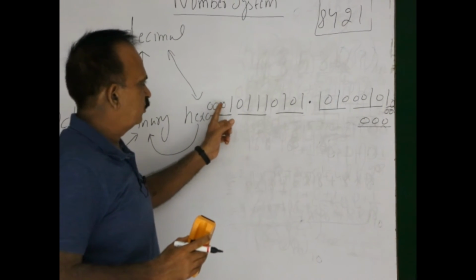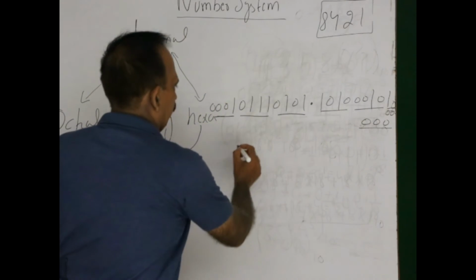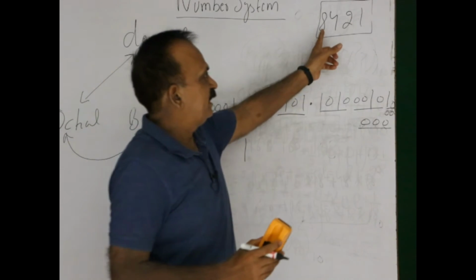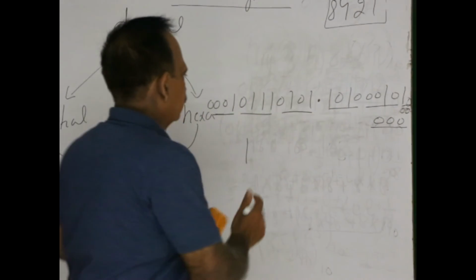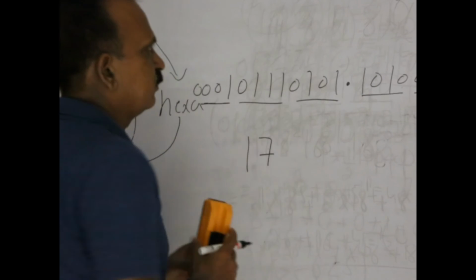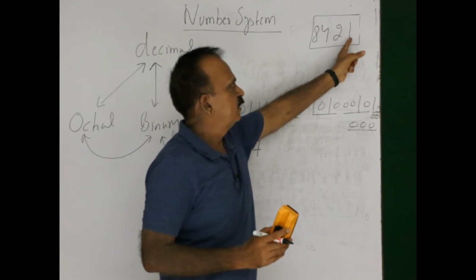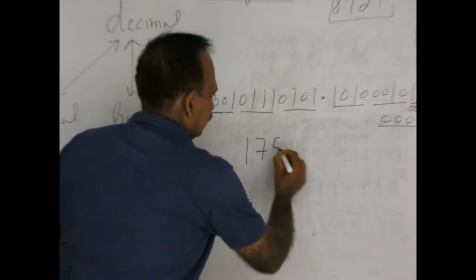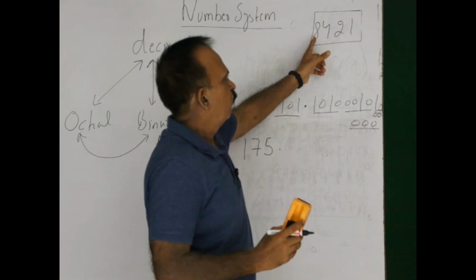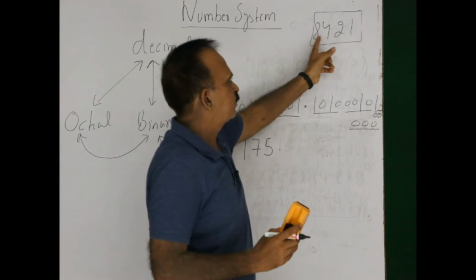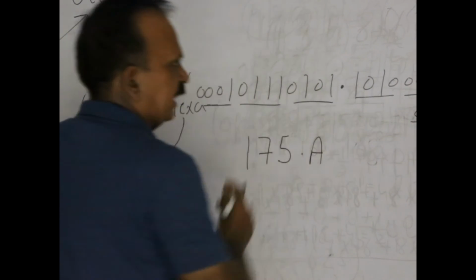Now this one is 0, 0, 0, 1, 0, 0, 0, 1. I hope the number is 1. Then 0, 1, 1, 1. So 4 plus 2, 6 plus 1, the equivalent is 7. 0, 1, 0, 1. I think the equivalent is 4 plus 1, 5. This is 5. Then 1, 0, 1, 0, 1, 0, 1, 0. 8 plus 2, 10. And in hexadecimal, it will be given as A.